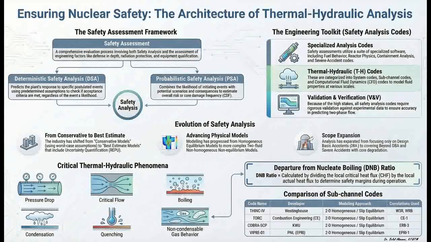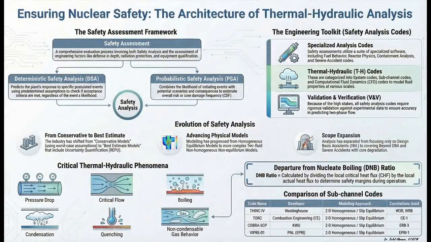Take the conservation of momentum, for example. The code has to calculate the physical force and velocity of the liquid phase moving through a pipe network, while at the same time calculating the momentum of the vapor phase pushing through that exact same space. Right. And if the vapor is moving faster than the liquid, which is typical, the code has to constantly calculate the interfacial drag. The physical shear force and momentum transfer happening at the boundary between the water and the steam. It's not just tracking water flowing in a pipe.